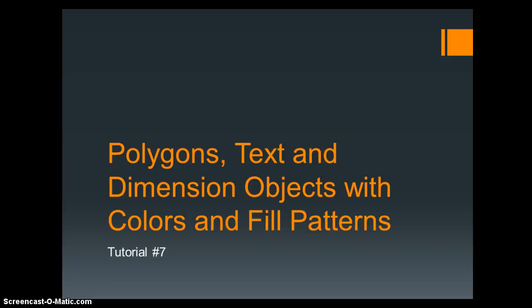Tutorial number 7, Polygons, Text, and Dimension Objects with Colors and Fill Patterns. You have created open and closed polygons, lines, and rectangles in the previous tutorials. All of these are really special cases of polygons. Even a line is a polygon with only 2 points. After you finish drawing it, PatternMaker treats a line or a rectangle just the same as any other polygon.